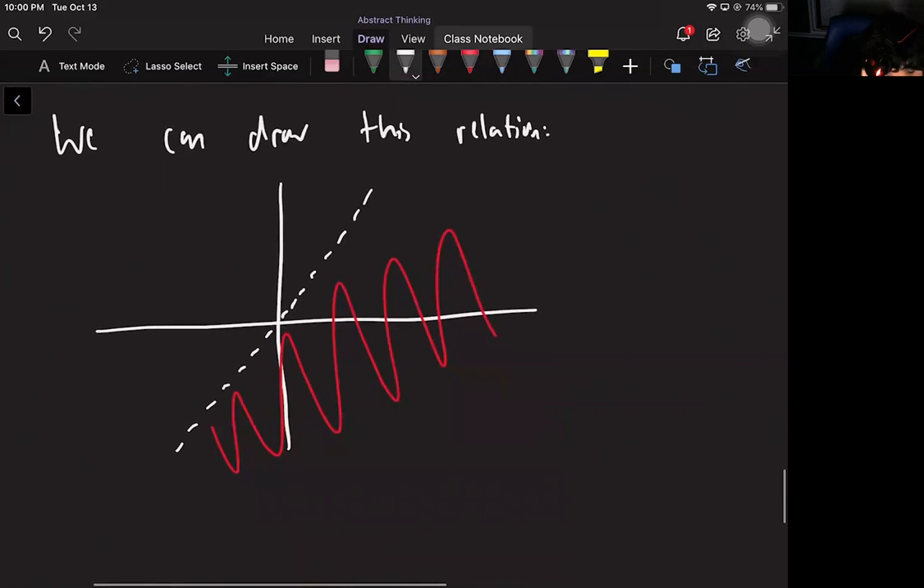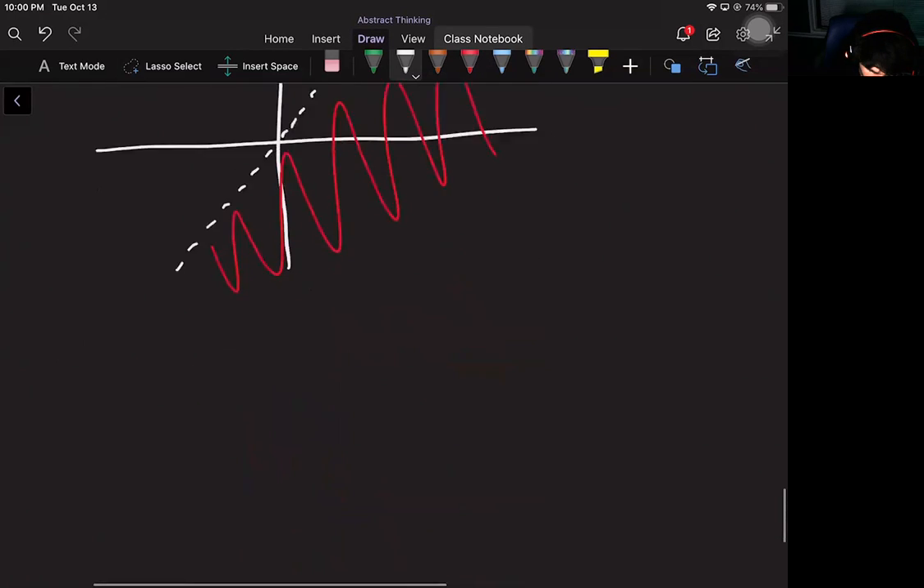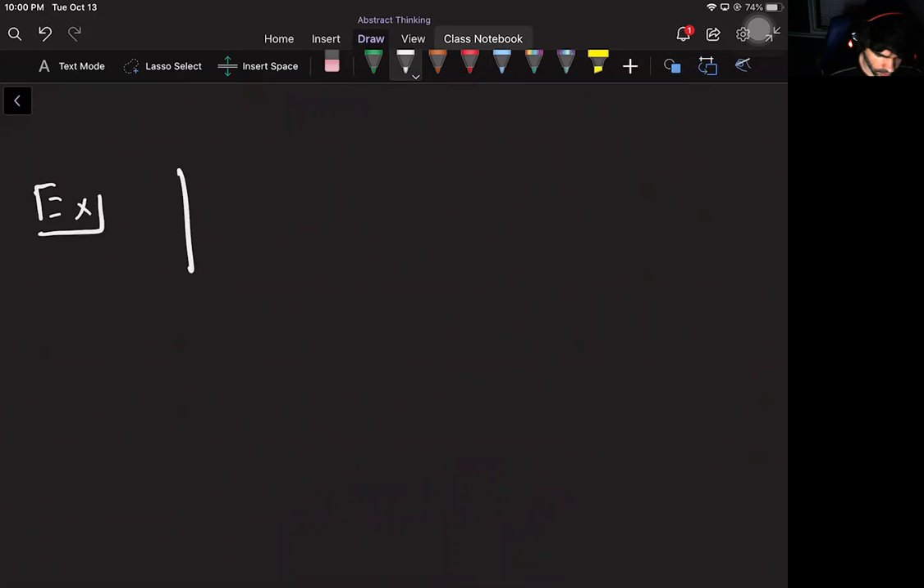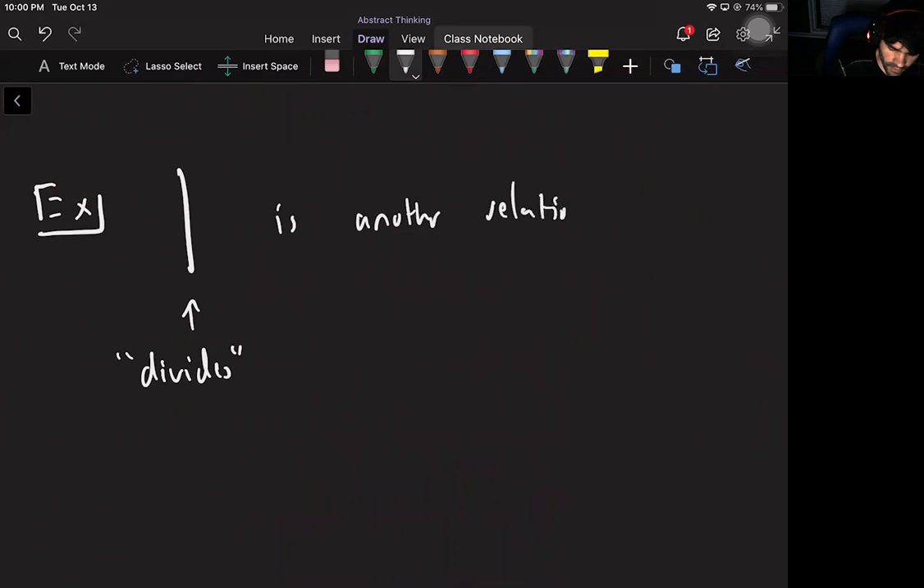Okay, so that's the relation. All right, so greater than is a relation. Here's another relation. It just looks like a line, but it's supposed to be divides. Divides is another relation. But it's not on the real numbers because you never talk about divisibility with the real numbers. You only talk about divisibility with the integers. So it's really a relation just from Z to Z.